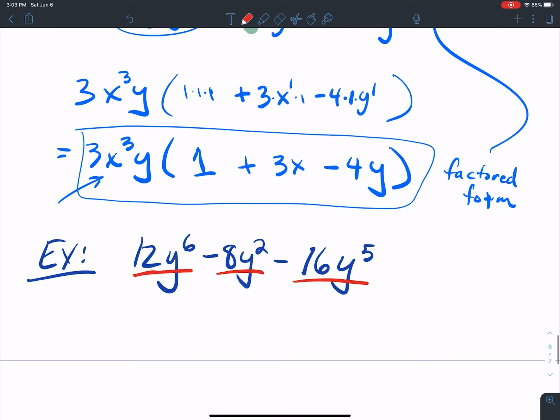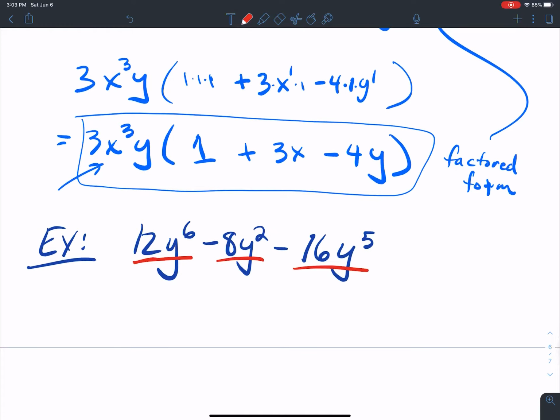So they're all even, so I know I can take a 2 out, but can I take more than a 2 out? Well, 12 is divisible by 4, okay, so I can take a 4 out. 8 is divisible by 4, and 16 is divisible by 4. What if I did 8? 8 works here, it works here, but 12 divided by 8, now I can't multiply a whole number by 8 and get 12, so that's not going to work.